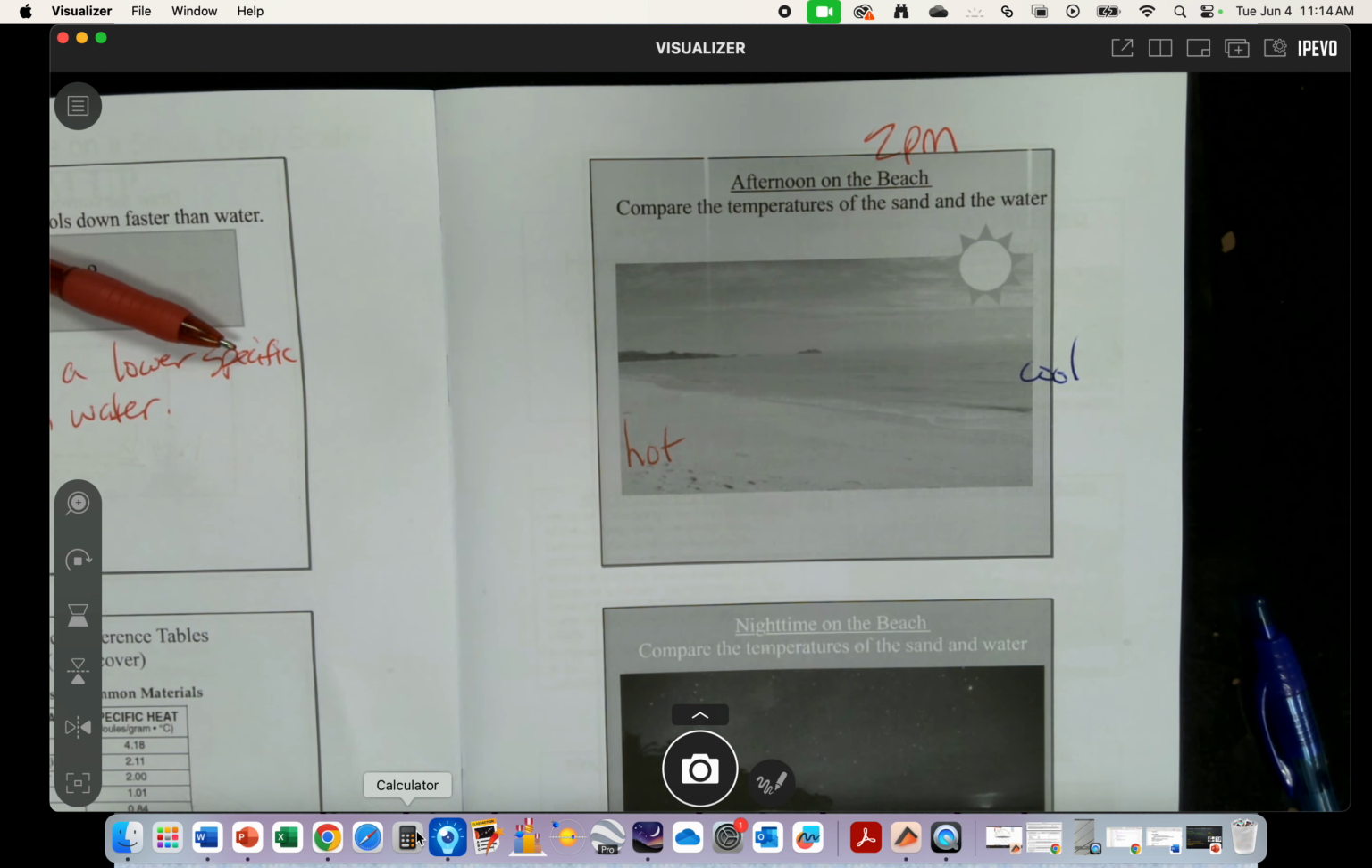Go up and draw it on the screen for me. Who wants to go up and draw it on the screen? Awesome. Yes. This is the convection current that goes with.